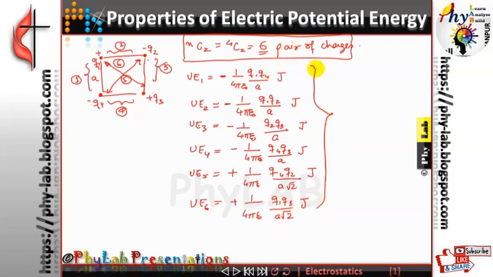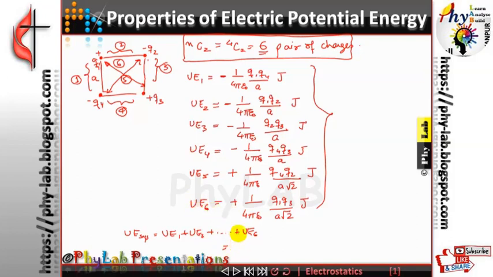That's the first thing you have to do. And then what do I need to find? I need to find the potential energy of the system, friends. Now the potential energy of the system is going to be the algebraic sum of the potential energy due to each charge, isn't it? So let's do the sum. So add them.